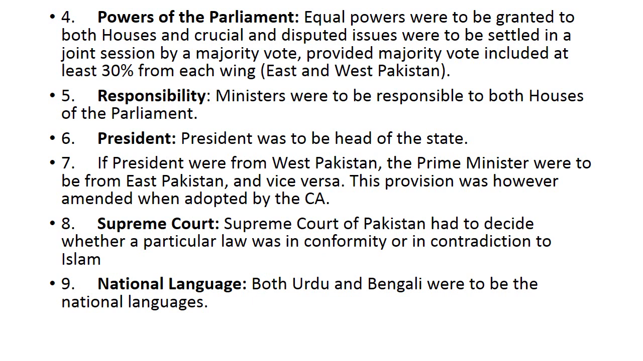Alternative options यहाँ कि if president were from West Pakistan, prime minister was to be from East Pakistan and vice versa. यानी जो दो इम्पॉर्टेंट पोर्टफोलियो हैं प्रेसिडेंट और प्राइम मिनिस्टर की, ये एक विंग में नहीं होंगे, अल्टरनेटिव होंगे. अगर प्राइम मिनिस्टर एक विंग से है तो प्रेसिडेंट दूसरे विंग से होगा. लेकिन this provision was amended when adopted by the Constituent Assembly. कॉन्स्टिट्यूएंट असेंबली ने इसको अमेंड किया, इसको तस्लीम नहीं किया.